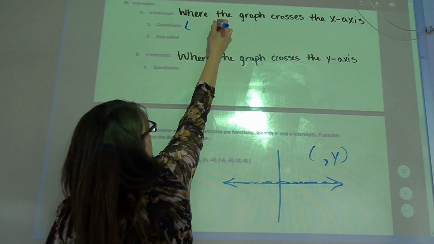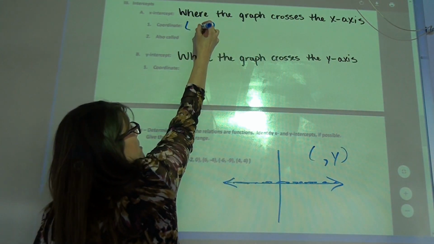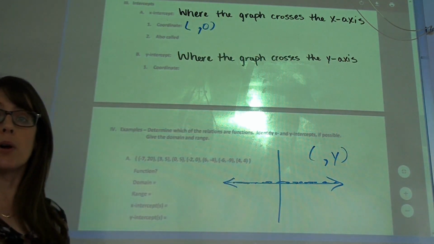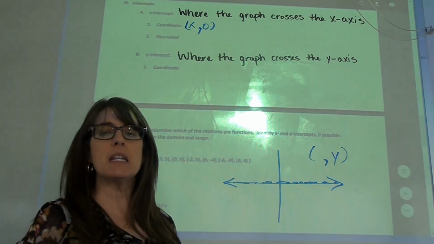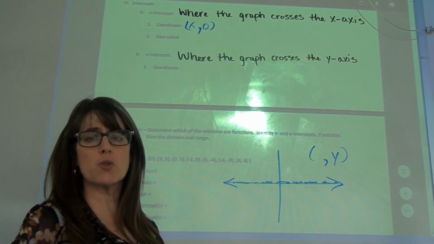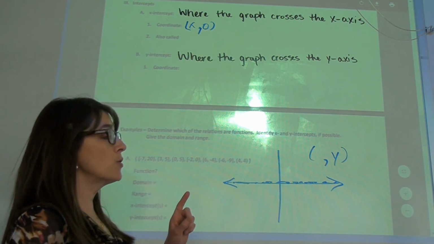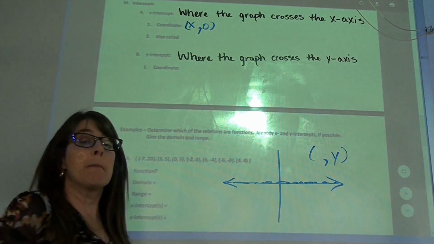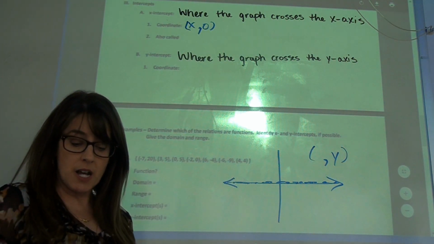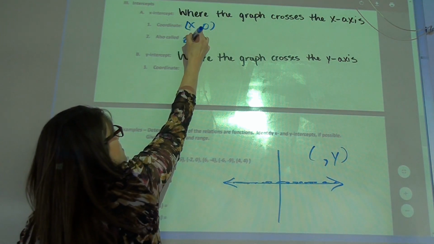So when I think about the coordinates for an x-intercept, I guarantee that the y-coordinate is going to be 0. My x-coordinate can be absolutely anything. It can be positive, it can be negative, fraction, decimal, irrational number, anything at all. But what I do know for certain is that the y-coordinate is definitely going to be a 0. Now, because of that, oftentimes we call our x-intercepts zeros.